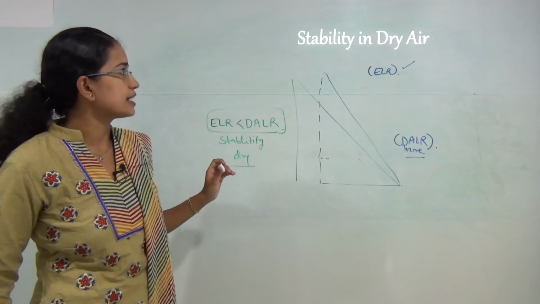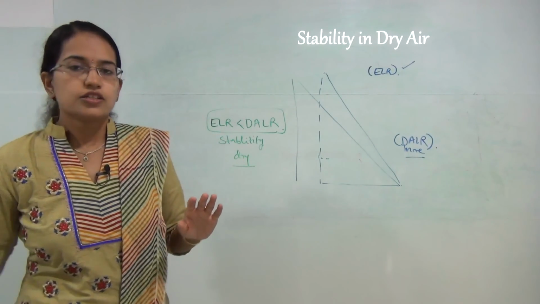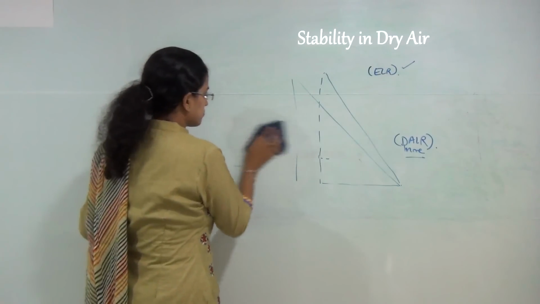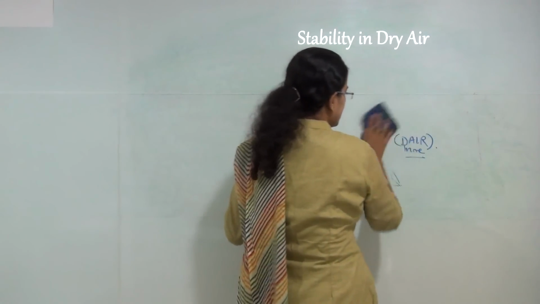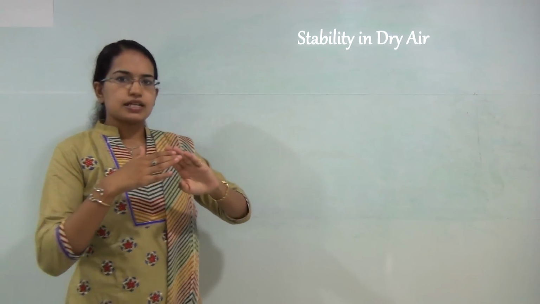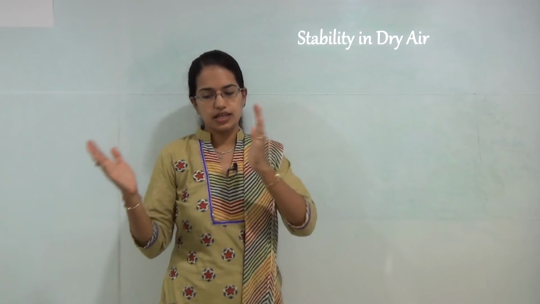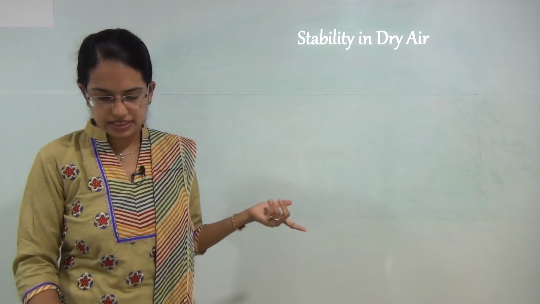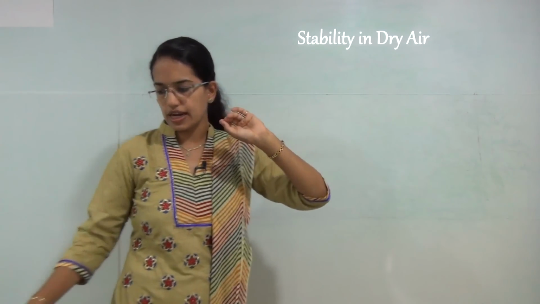Now, understanding stability in terms of dry air and cloudy air. To best understand this topic, we have divided this section into three subsections: stability in dry air, stability in cloudy air, and the conditional stability case. So first we will proceed with stability in dry air.